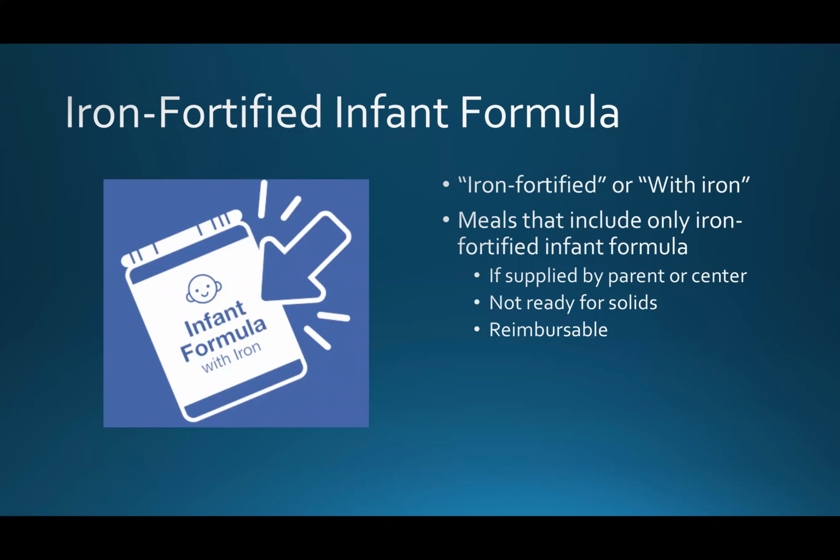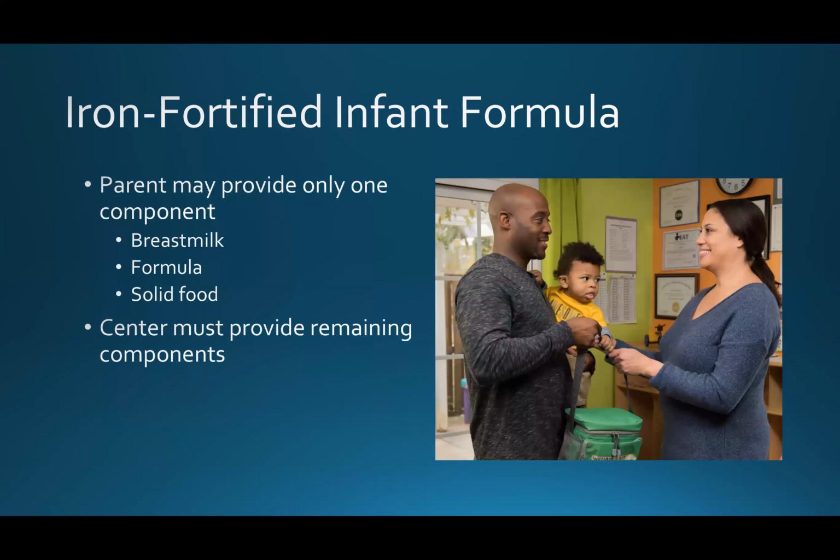Most formulas that say iron-fortified or with iron will meet the FDA definition. Meals that include only iron-fortified infant formula that is supplied by the parent or center are reimbursable until the infant is ready for solids. Once a child is ready for solids, the parents may provide only one required meal component. The one component may be breast milk, formula, or solid food. The center must provide the rest of the components in order to claim the meal.